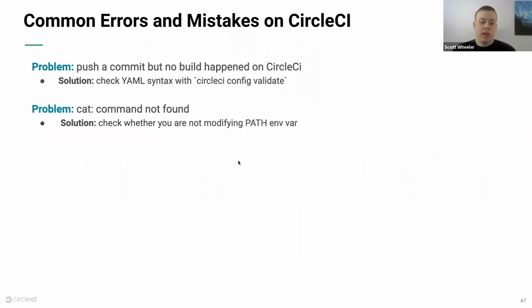Problem, push a commit, but no build happened on CircleCI. Check the YAML syntax with CircleCI config validate. That's a command in the CLI. This will validate your configuration. It's not always known if there's something wrong; if there's an issue in the configuration, we might think that maybe the project's not set up for CircleCI. Sometimes it could just be as simple as there's too many spaces, and CircleCI config validate will output that information for you.